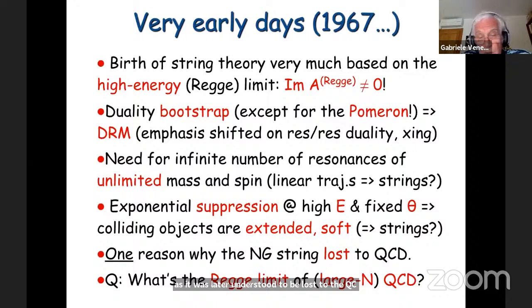And one first question that I would like perhaps to discuss with you later is, what's the Regge limit of large N, just to make it simpler, QCD? I don't think we know yet the answer to that question and how it differs from the string high energy behavior.